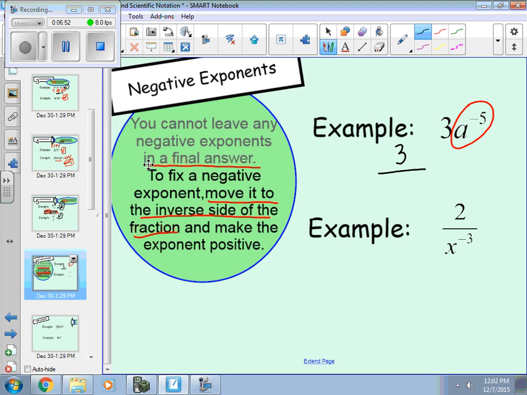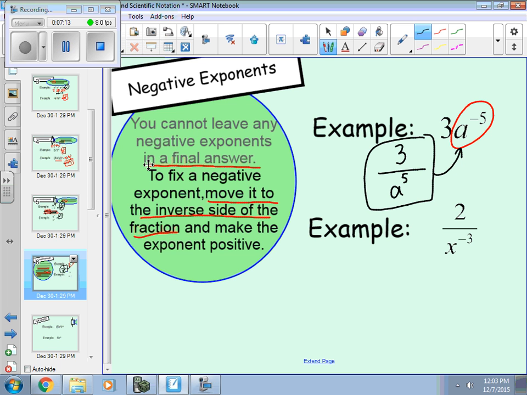What we're going to do, though, is move this a to the negative 5 to the bottom. And when we do that, instead of a negative 5, it's going to become a positive 5. And now we have an answer that doesn't have any negative exponents. It's the equivalent of what we started with, just written without any negative exponents.